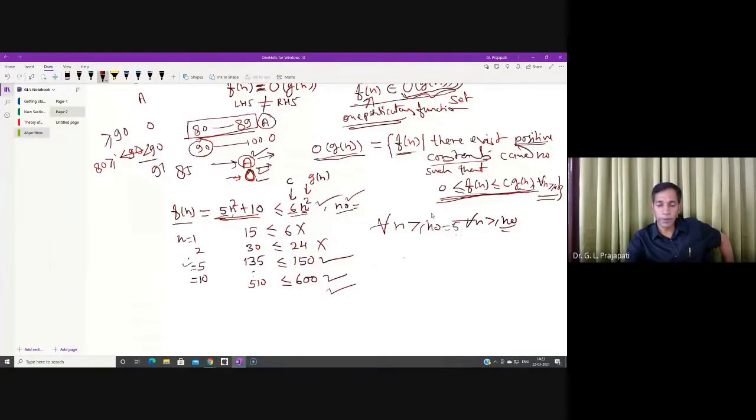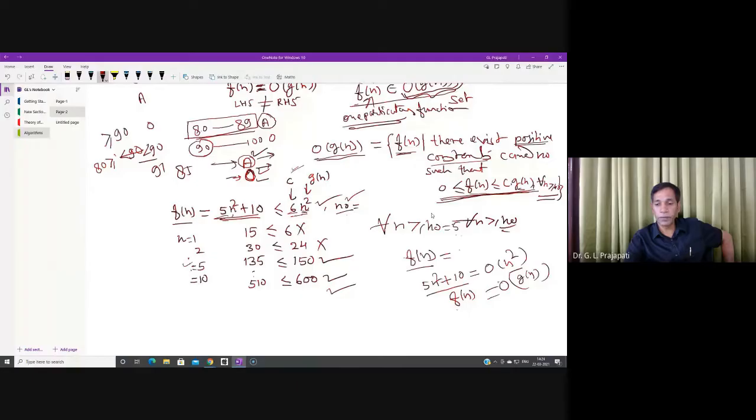So you can say that f of n is less than or equal to c into g of n. You have determined the constants c and n0. So by definition, you can say that f of n is a member of big O of g of n. And f of n here is what? 5n squared plus 10. So once you have done the analysis of 5n squared plus 10, you can say that this is the order of n squared. So this is f of n, and this is g of n. So this is big O of g of n.